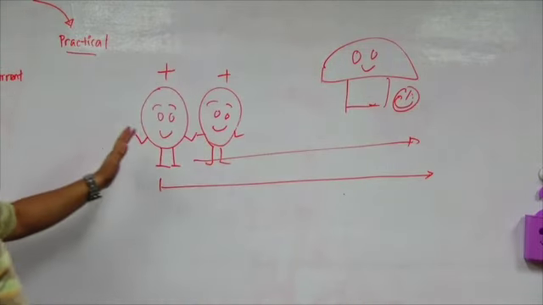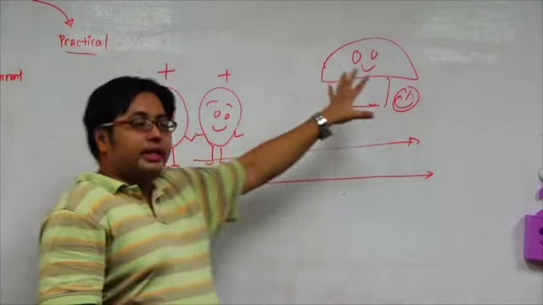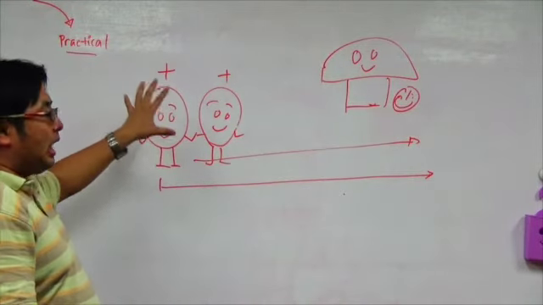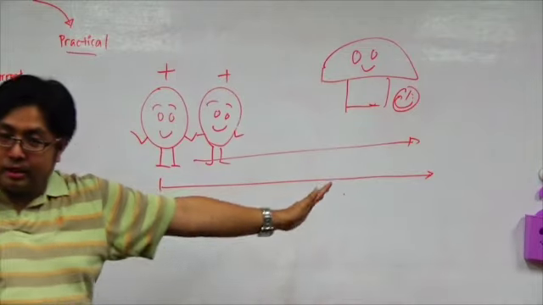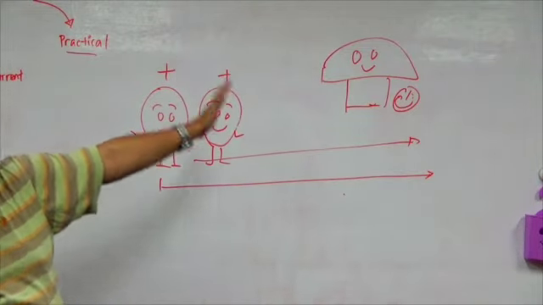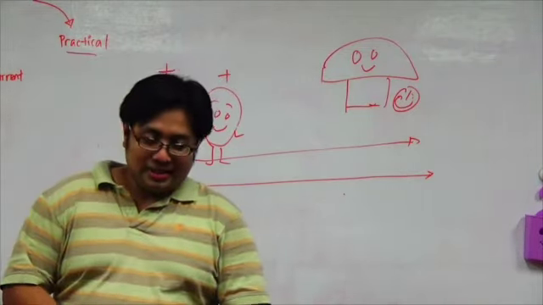Very tough job. So when you say current, you're counting how many charges flow through this point. Everybody, can you all understand? Yes? Okay.